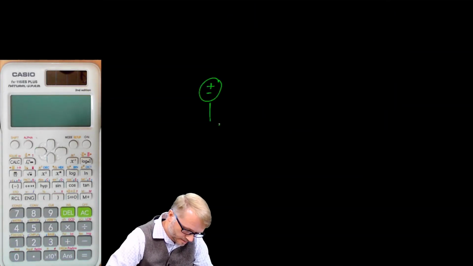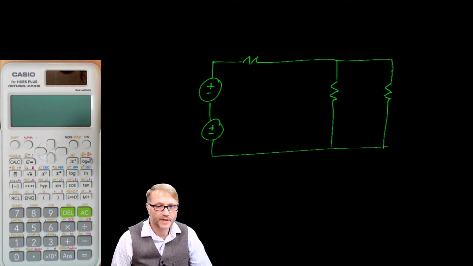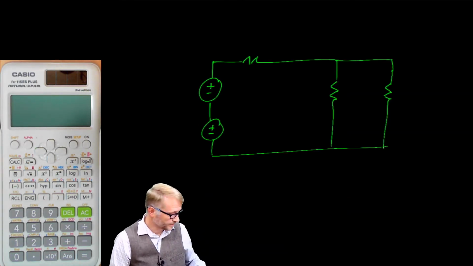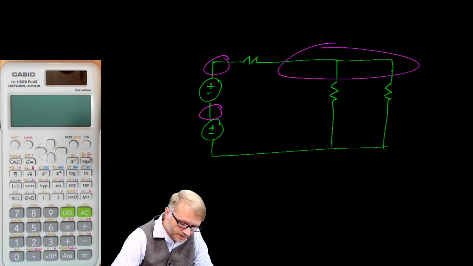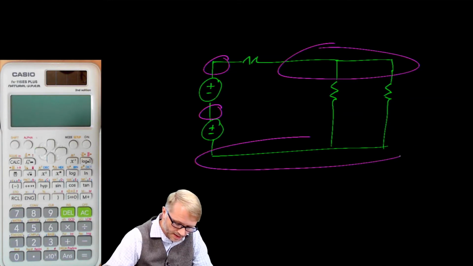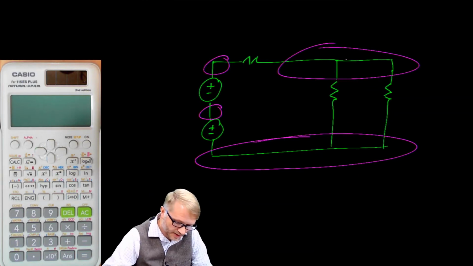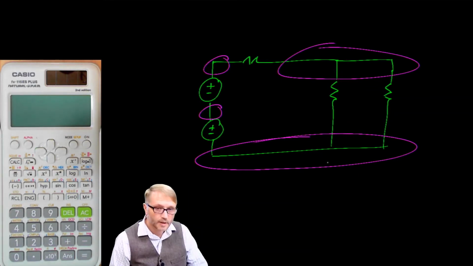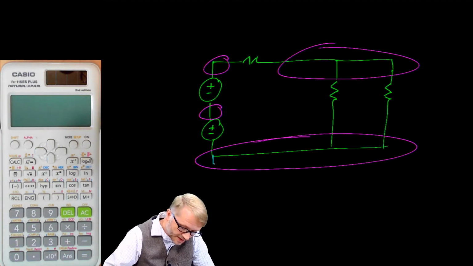One more circuit for good measure. All right, what do you think? How many nodes does this circuit have? There's 1 there, 2, 3, and 4 nodes in this particular circuit.